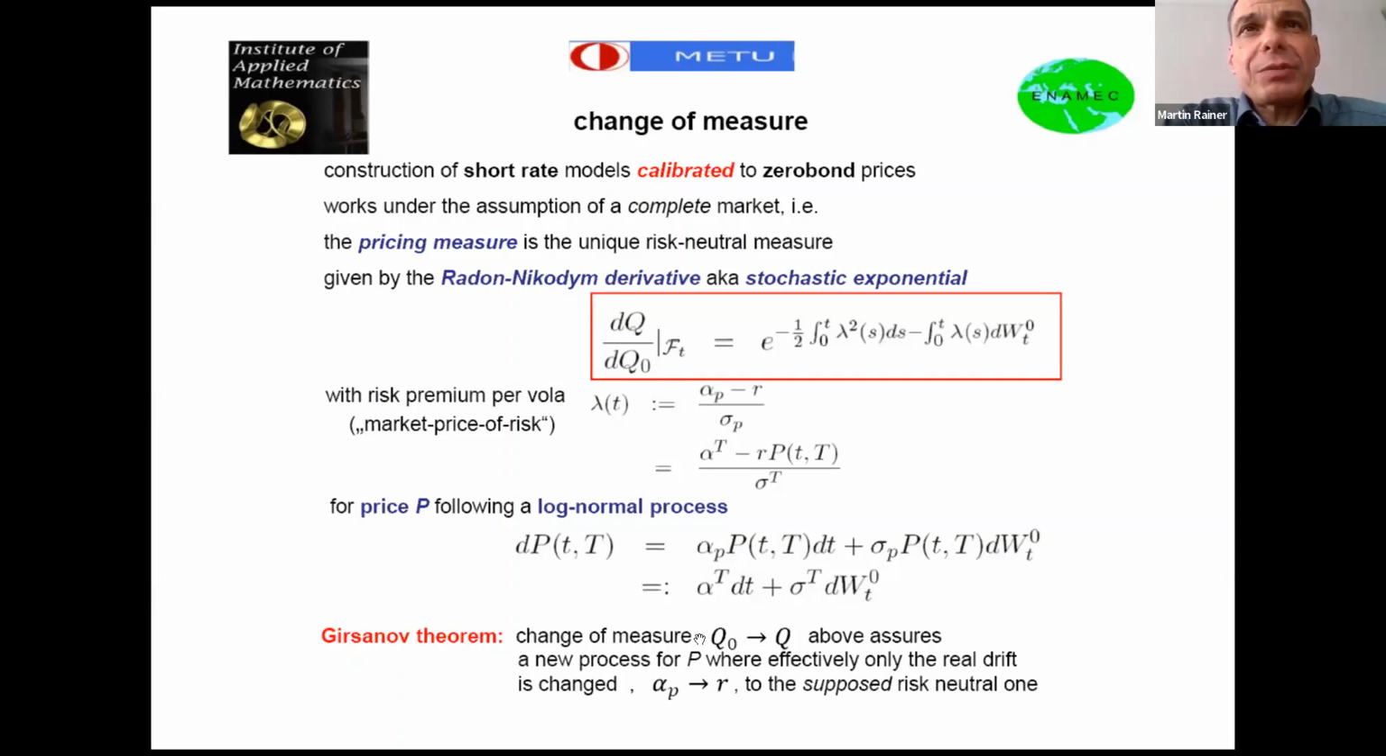what happens if I change my measure, from Q0 to Q. Here we then get a new process where effectively only the drift is changed. The change of the measure always generates a change in the drift by the risk. This is a principle I will show you on two classical examples. One will be the forward rate models, and one will be the change in the currency, what is called the quanto adjustment. The principle is always that we change the measure, and in essence we get a change in the drift.